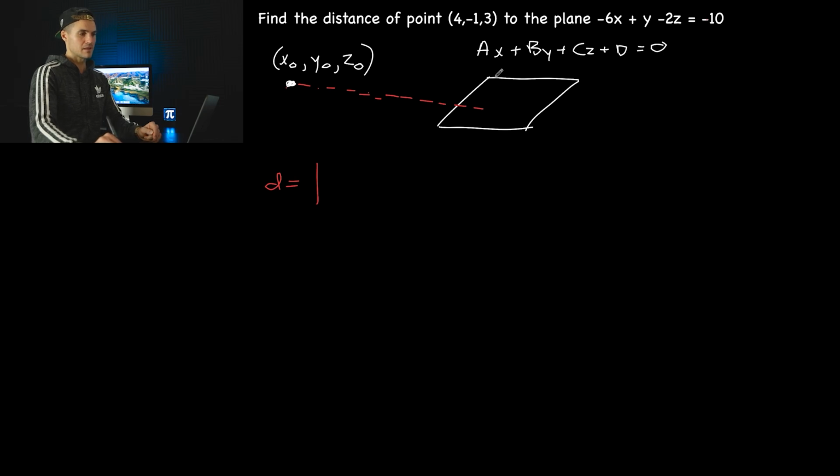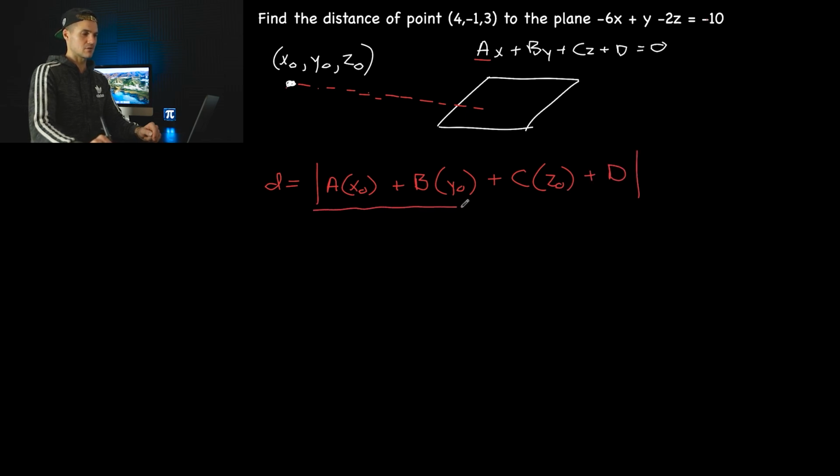And the numerator is going to be the a coefficient from the plane times the x value of the point, plus the b coefficient of the plane times the y value of the point, plus the c coefficient of the plane times the z value, plus d. Close the absolute value, and then that's all over the square root of a squared plus b squared plus c squared, the sum of the squares of the coefficients from the plane.